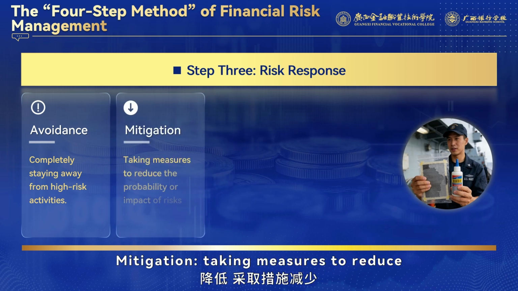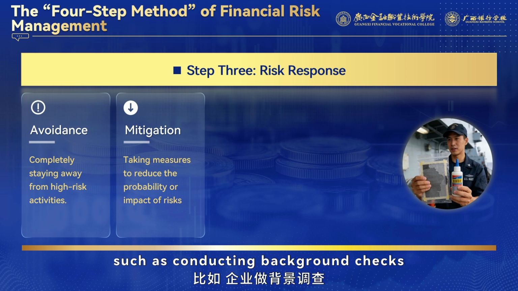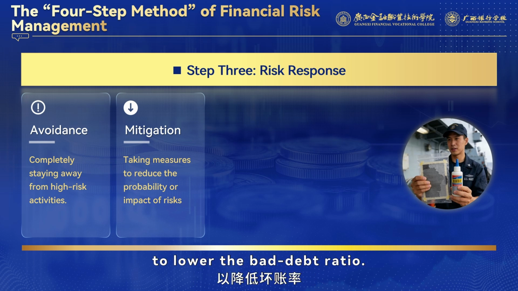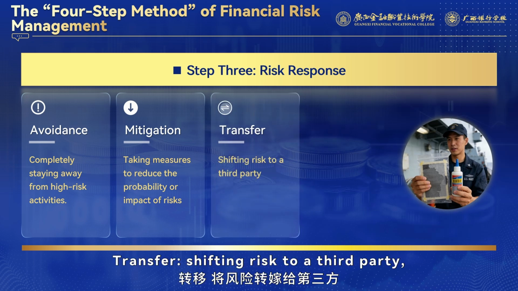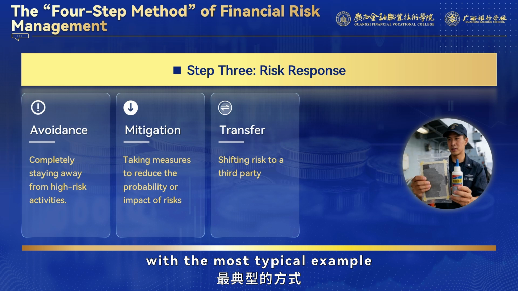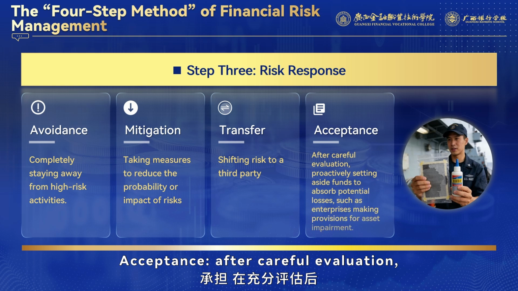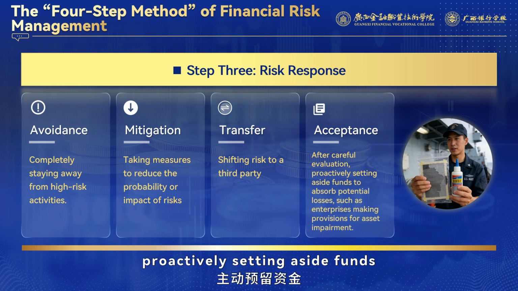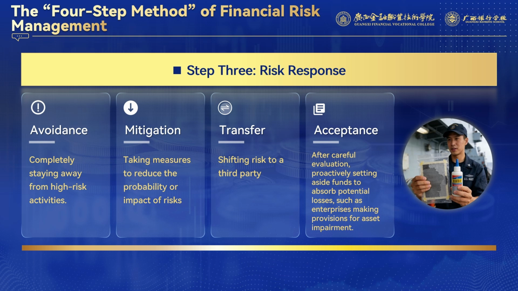Mitigation, taking measures to reduce the probability or impact of risks, such as conducting background checks to lower the bad debt ratio. Transfer, shifting risk to a third party, with the most typical example being purchasing insurance. Acceptance, after careful evaluation, proactively setting aside funds to absorb potential losses, such as enterprises making provisions for asset impairment.